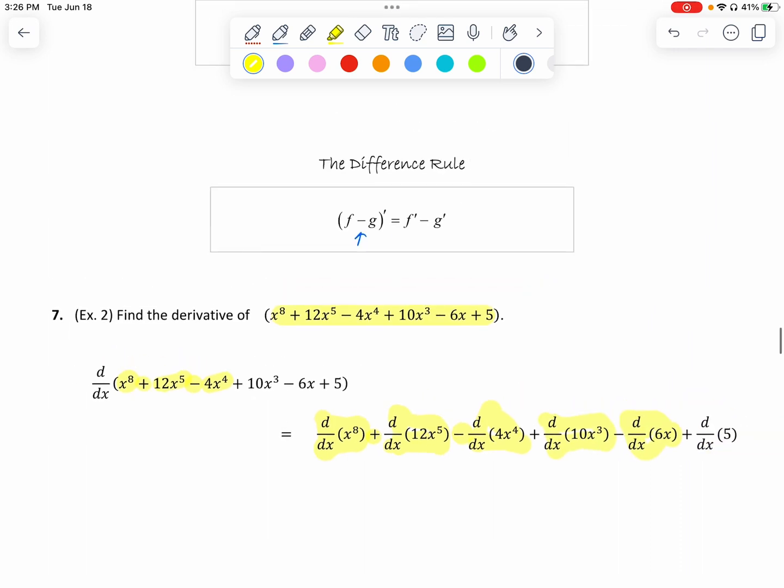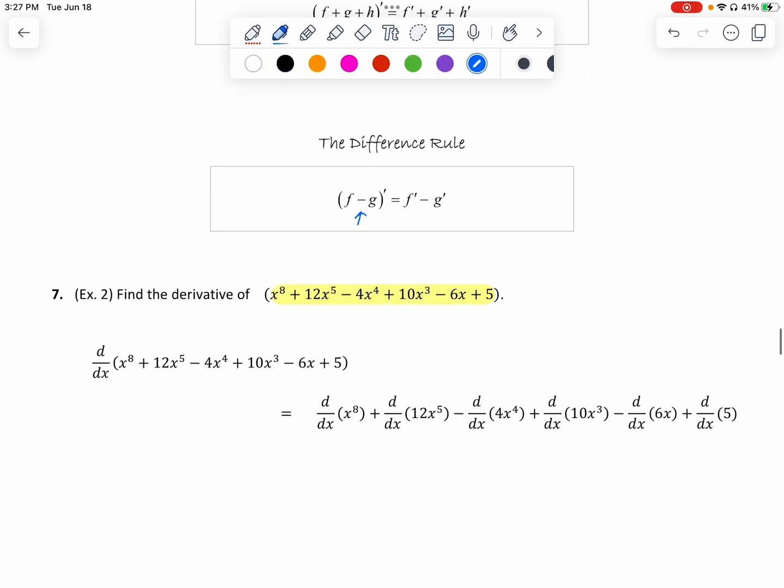Oops, it's a pretty long one. So I'm actually going to erase my highlights here. And let's just take it term by term. So the derivative of x to the 8th is 8x to the 7th. The derivative of x to the 5th, remember we're going to use our constant rule and our power rule here, so I can take 5 times 12 to get 60, and then I have x to the 4th.